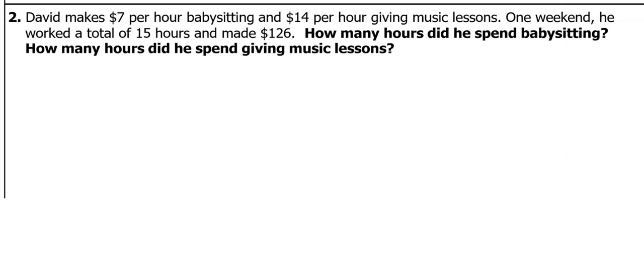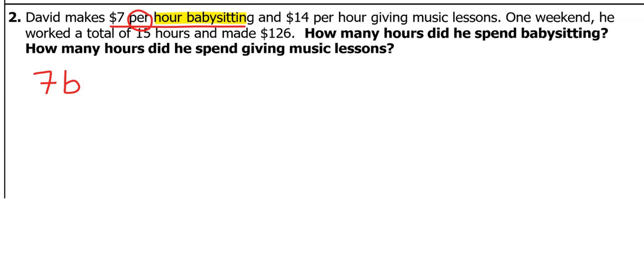Okay, let's go back to the beginning and let's organize our information. So David makes $7 per hour babysitting. So the way I'm going to express that is I'm going to say 7 times, because we use the word per for when we want to say times. So 7 times the hours he spent babysitting. So the letter B stands for the hours he spent babysitting. Okay, it stands for this right here.